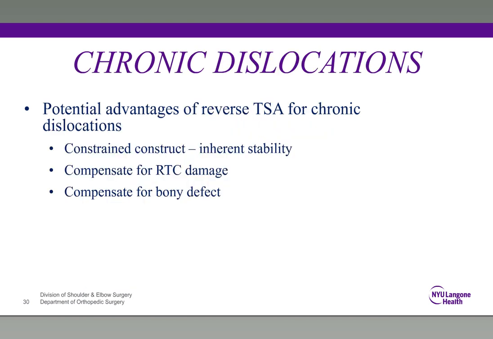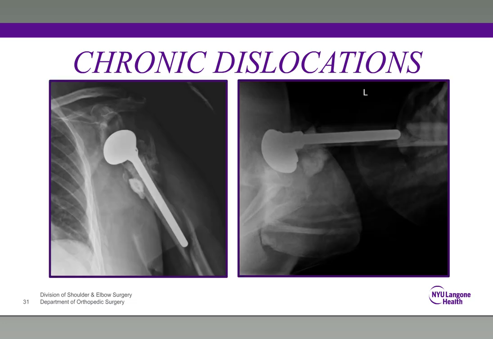The last debatable indication is chronic dislocation. So the potential advantage of using a reverse for dislocation of the shoulder or for an unstable shoulder is quite evident. It is a constrained construct, so there's inherent stability between the glenoid and the humeral component. In addition to that, as we have just demonstrated, the reverse replacement could clearly compensate for damage to the rotator cuff and also to the damage or defect about the glenoid bone. So there is a clear benefit of using the reverse for patients with such bad shoulders.